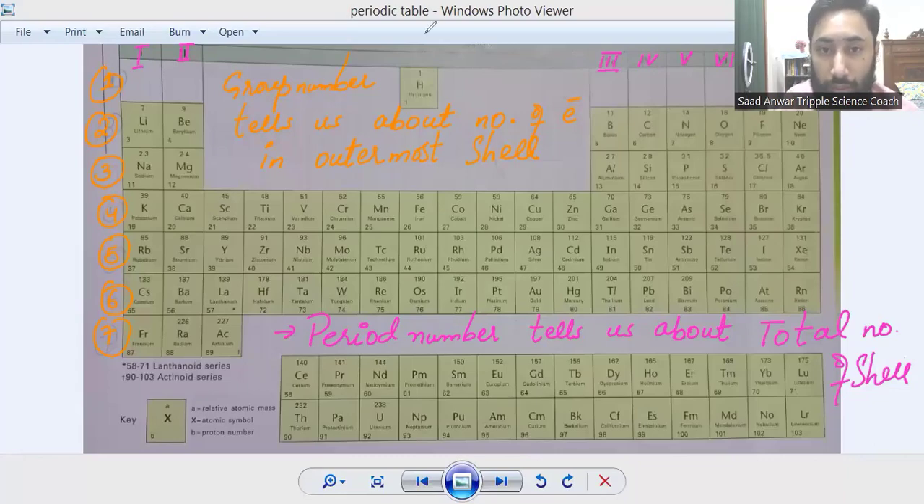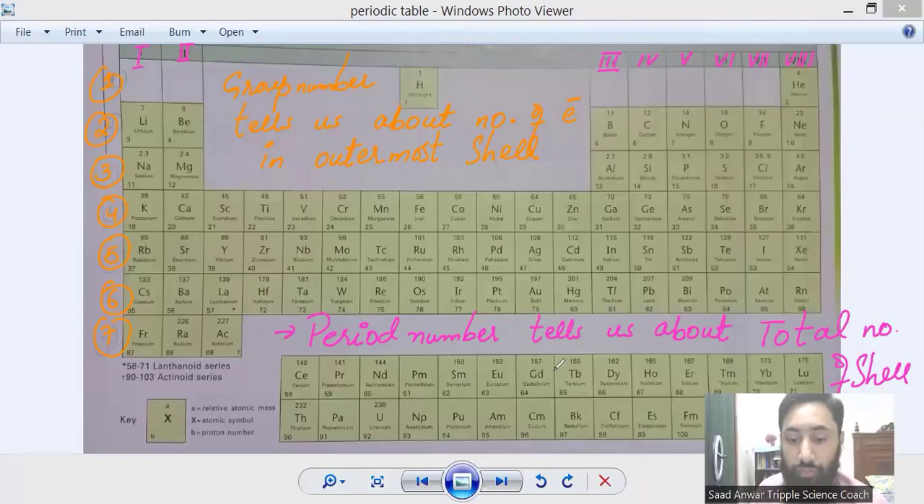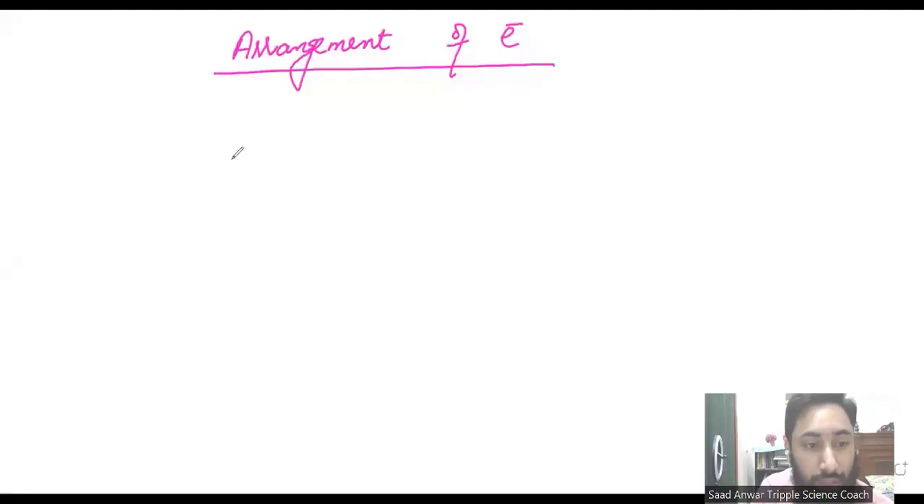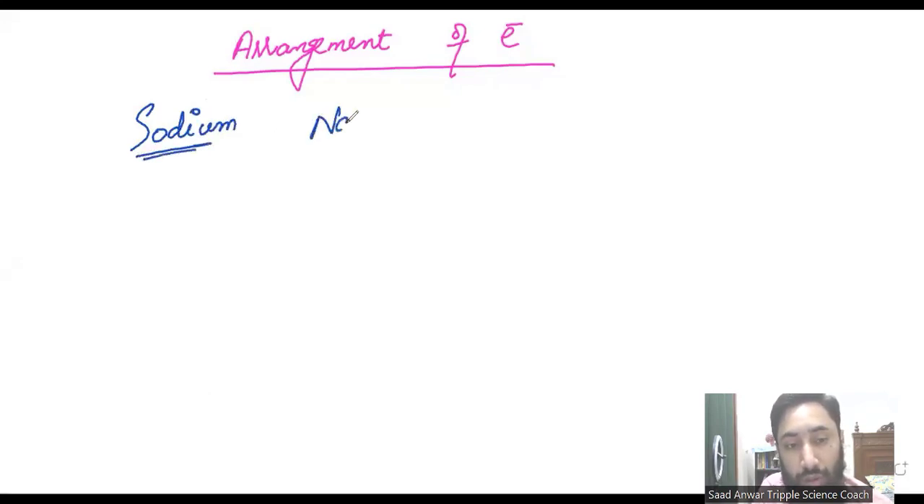I am erasing it and opening the whiteboard. So my friends, this is sodium. In the periodic table, the symbol of sodium is Na, its atomic number is 11, the group of sodium is 1, and the period of sodium is 3.